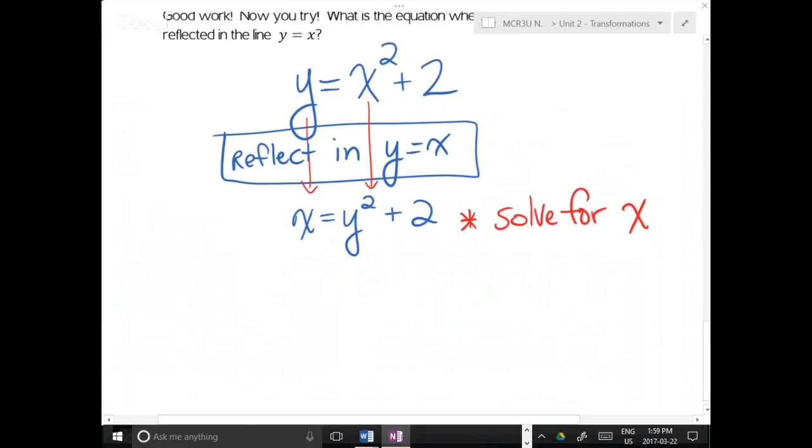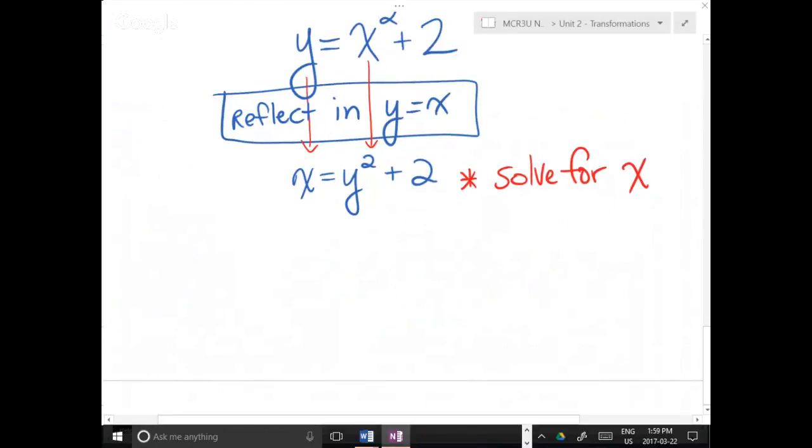So now that we have this, we're going to solve for x. How do I do that? Yeah, there's that pesky 2 cramping my style again. So what's my next line going to be, Mr. Dominic?